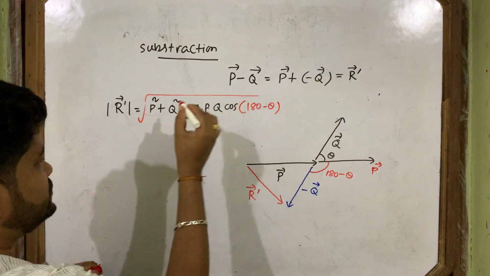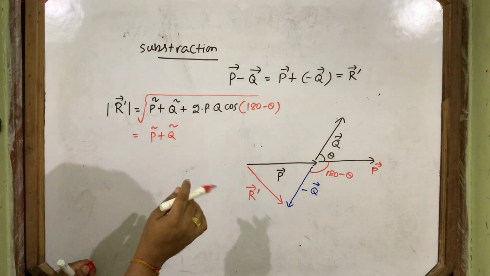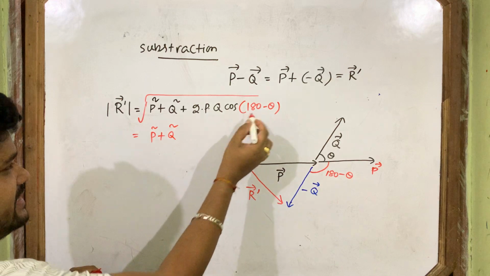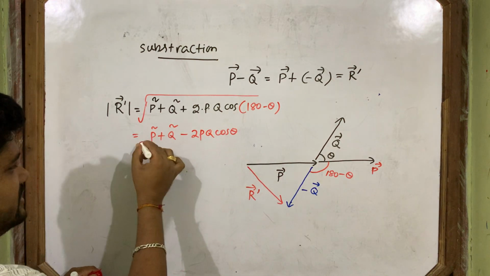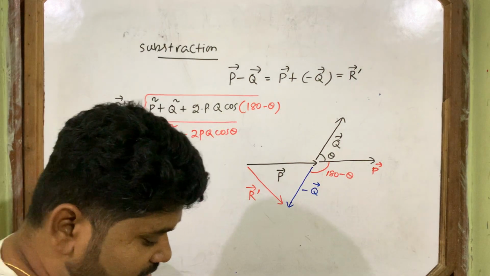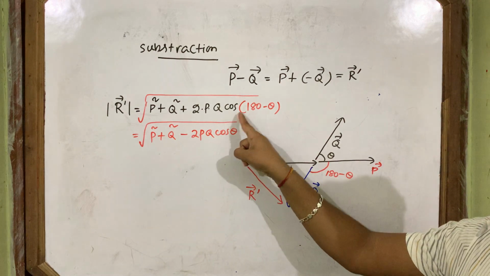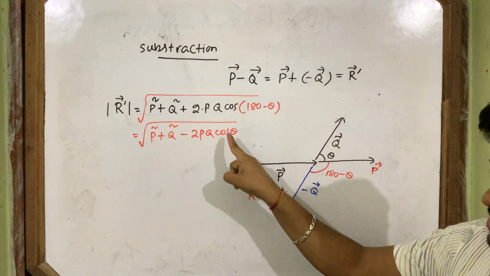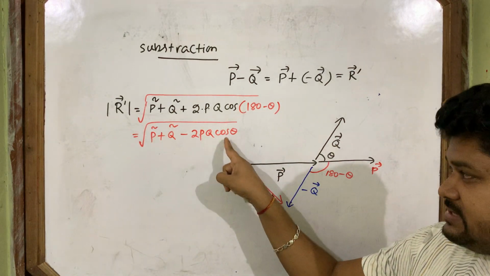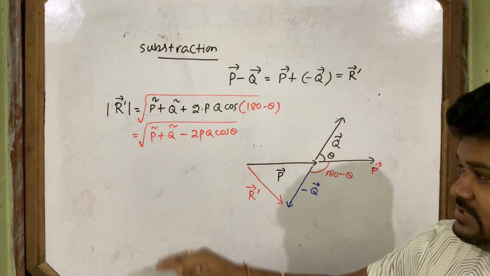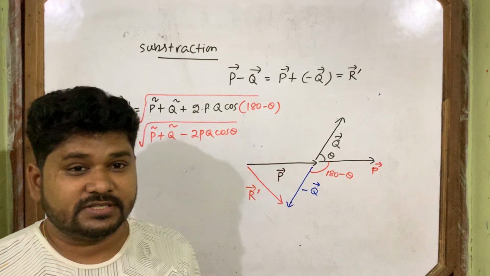Then it's a square root. So it is coming P square plus Q square plus 2PQ cos 180 minus theta, and cos 180 minus theta is minus cos theta. So 2PQ cos theta, root over. Now you got the magnitude of the resultant. Cos 180 minus theta is minus cos theta, a trigonometric formula. So this is the magnitude of the resultant of subtraction.